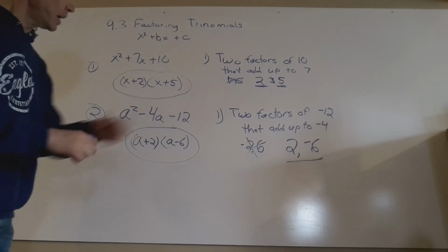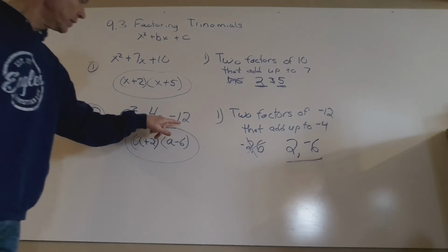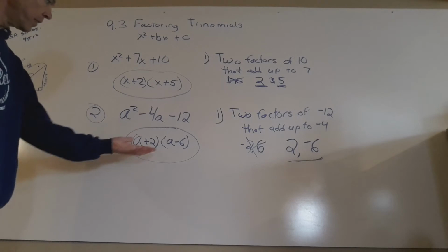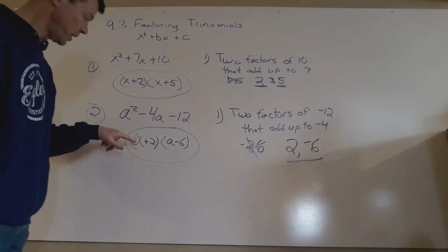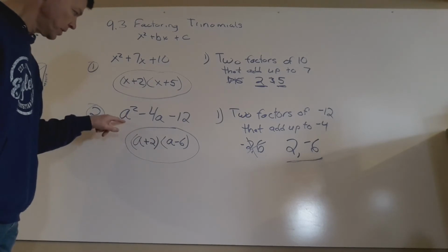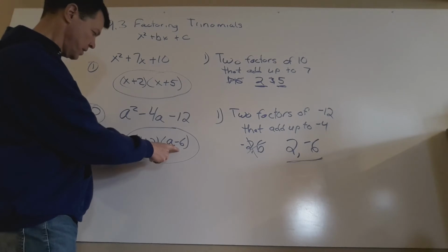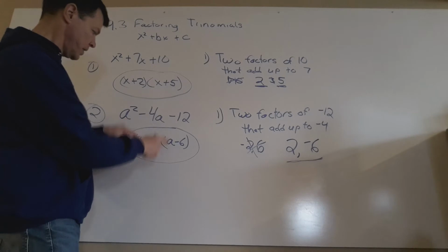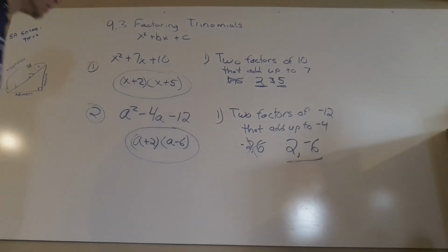Very, very simple again. You just ask yourself what two factors of negative 12 add up to negative 4. And we could, of course, check our work here by using our FOIL method that we had done in chapter 8. a times a is a squared. a times negative 6 is negative 6a plus 2a, and negative 6a plus positive 2a is negative 4a, and then 2 times negative 6, negative 12. All right, those two very simple examples.